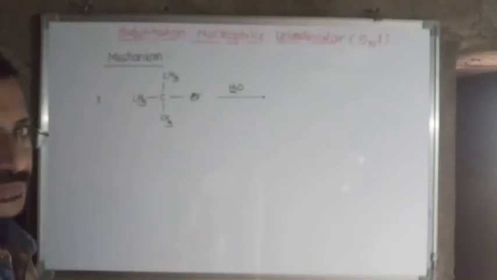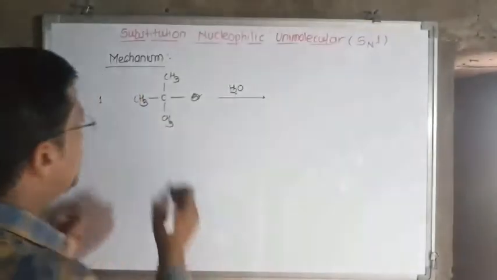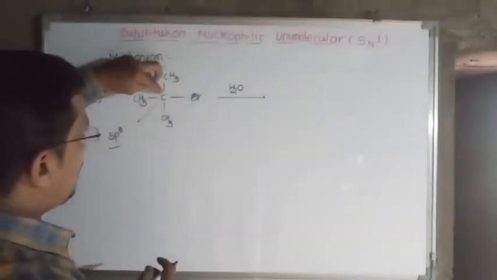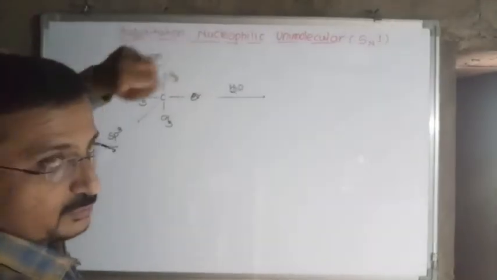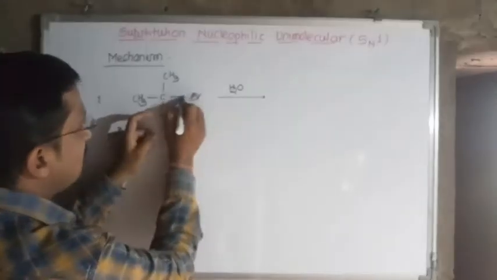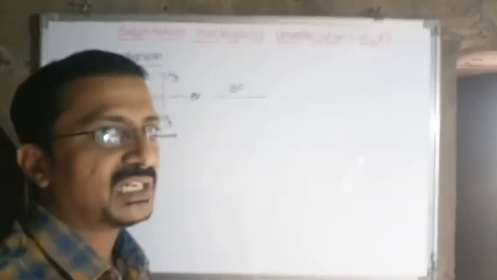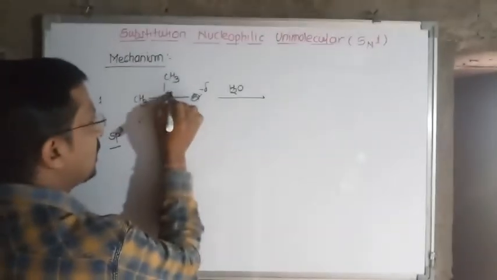If you observe carefully the substrate, the carbon is in the sp3 hybridization state, having a tetrahedral geometry. Now one more point, the carbon is attached with bromine here. So if you consider the electronegativity difference between this carbon and bromine, due to that electronegativity difference, bromine acquires a partial negative charge and carbon acquires a partial positive charge. So polarity is generated in the carbon-bromine bond.